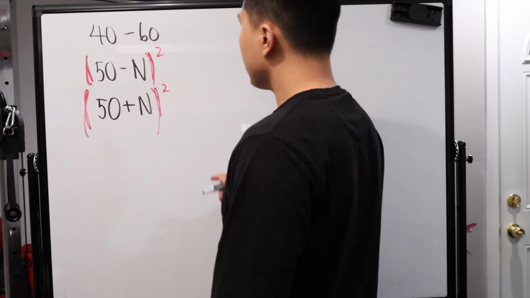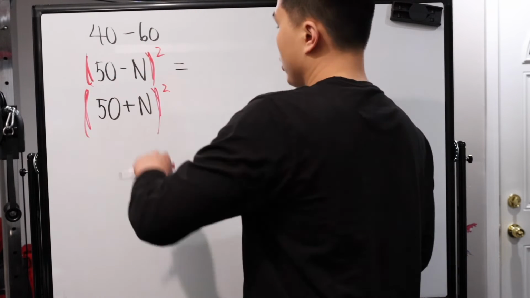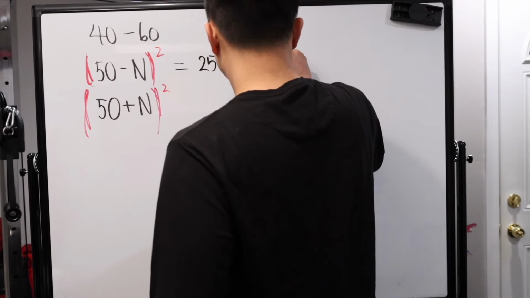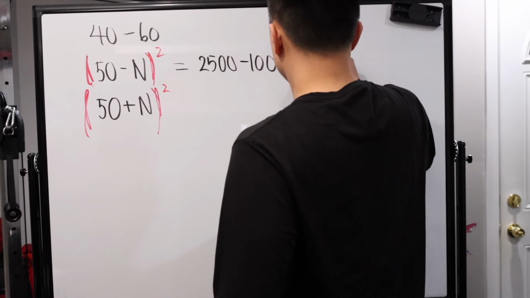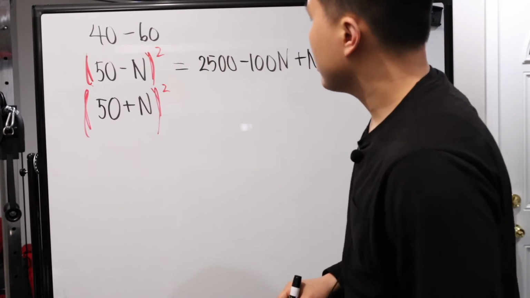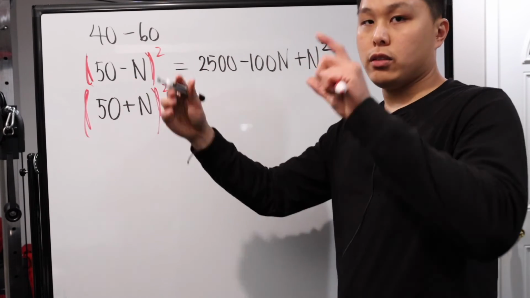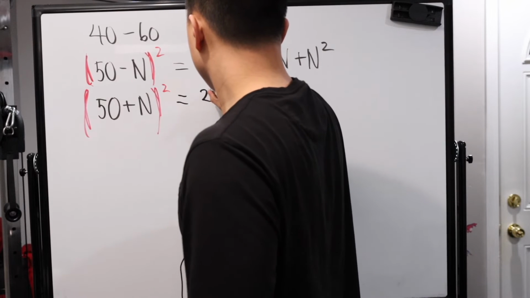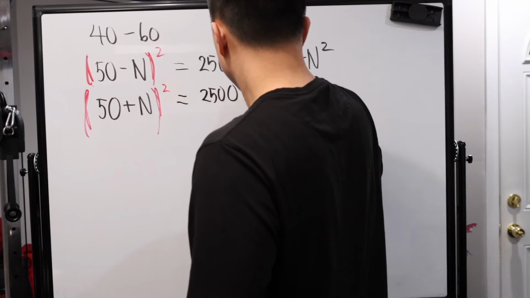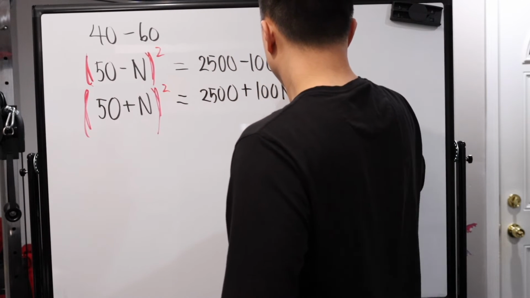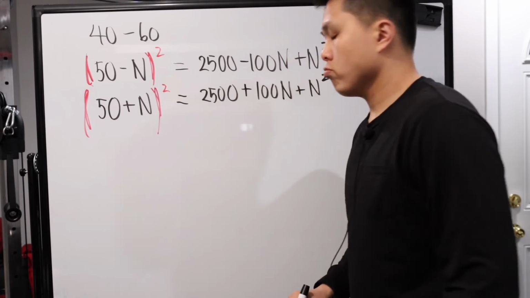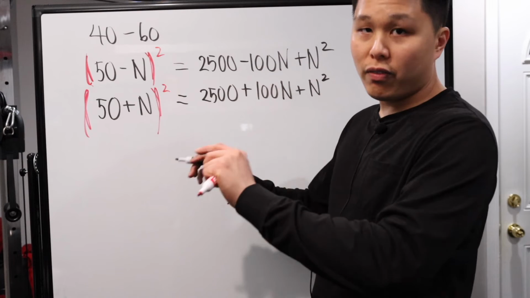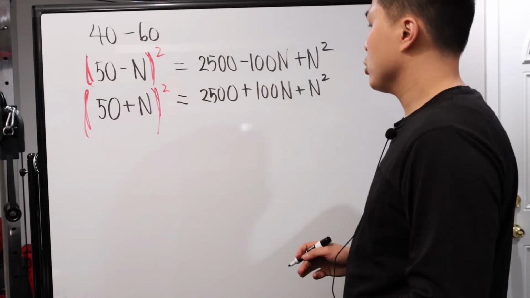Okay. So what happens if we square it? Well, in this case, the top one is just going to be 2500 minus 100n plus n squared. I just expanded everything, right? You can break it down into 50 minus n right next to each other and then FOIL it out. The bottom one, same thing, except it's going to be 2500 plus 100n plus n squared. Other than that, notice that they're almost identical. That's why a lot of the rules seem very similar to each other.